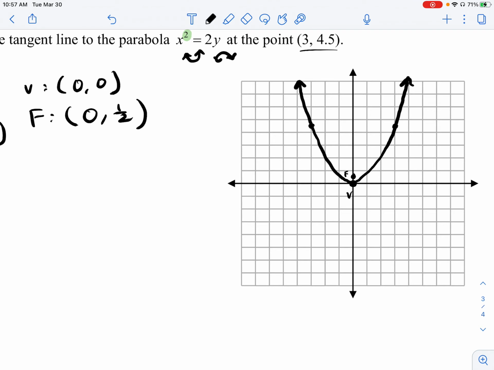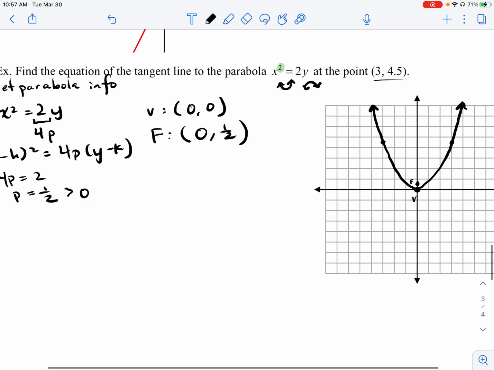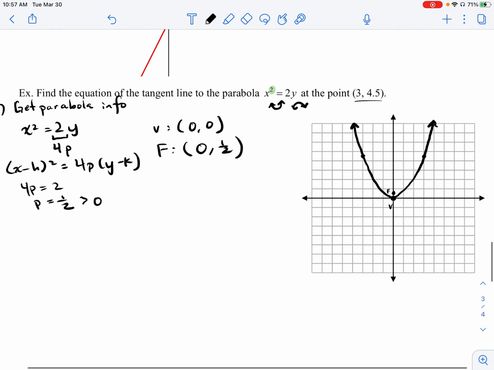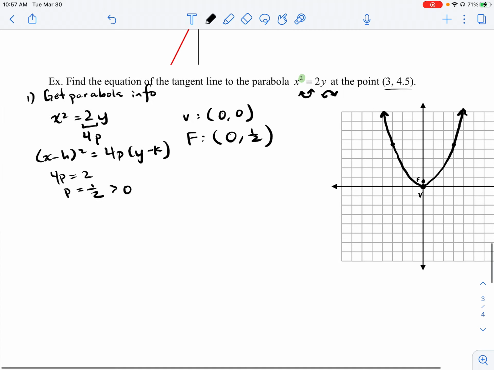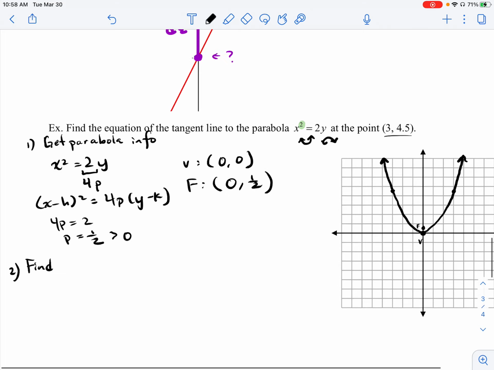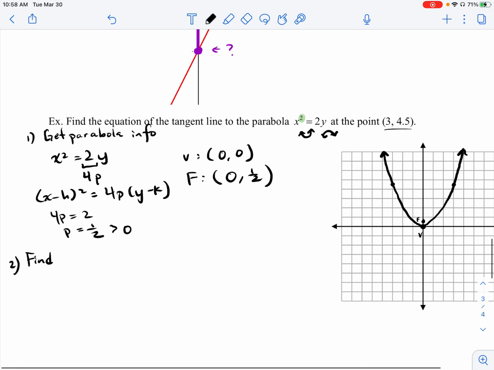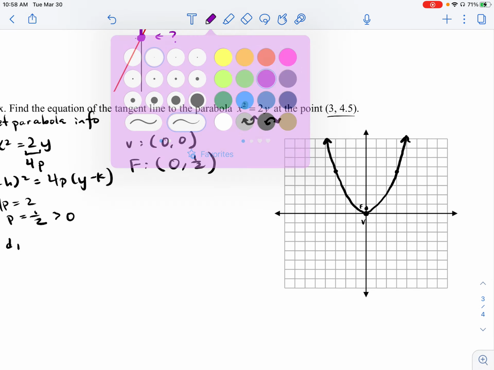Okay. So we actually are able to get a pretty decent amount of information from that. Oh, and no, I think we got everything. All right, so we know it opens upward. So the next thing that we're going to do, let's find this D1 value. Let's find D1, okay? What is that? And let me draw this again in the same color.